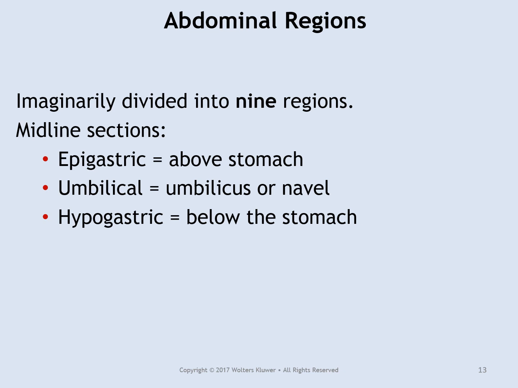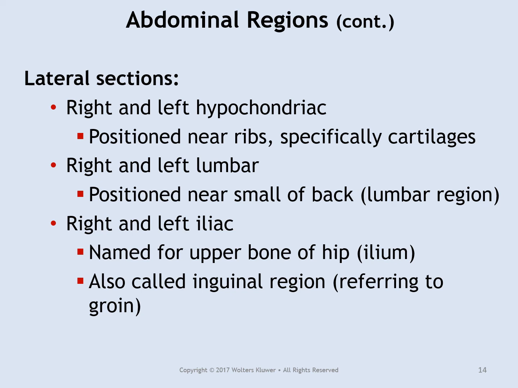The abdominal regions can be imaginarily divided into 9 regions. The 3 regions from top to bottom that run down the middle of the abdomen are the epigastric, or above the stomach, the hypogastric, or below the stomach, and the umbilical, that's dead center. So that's the first 3. The other 6 are as follows. There's the right and left hypochondriac on top, there is the right and left lumbar in the middle next to the umbilical, and the right and left iliac on the bottom.